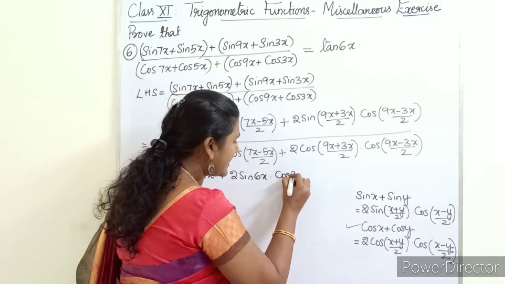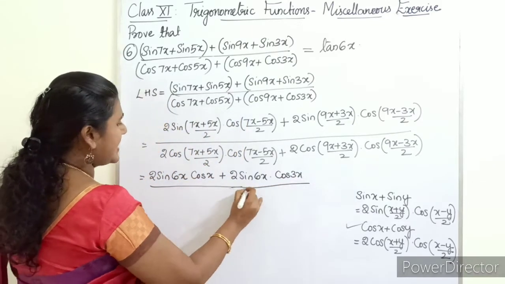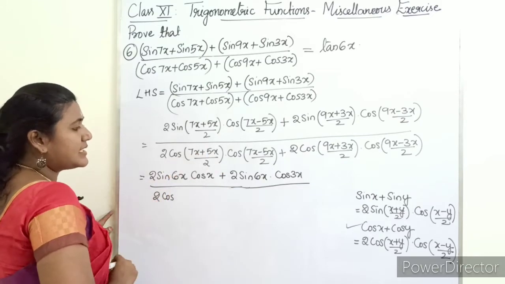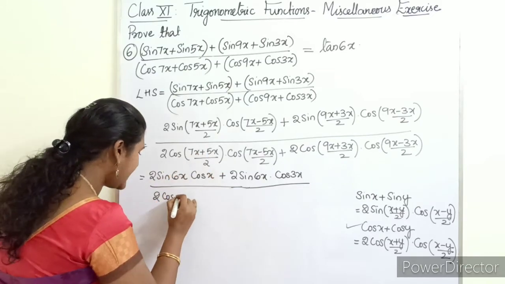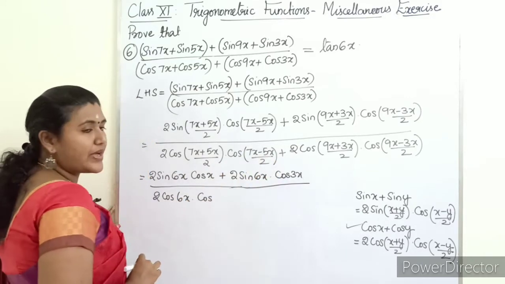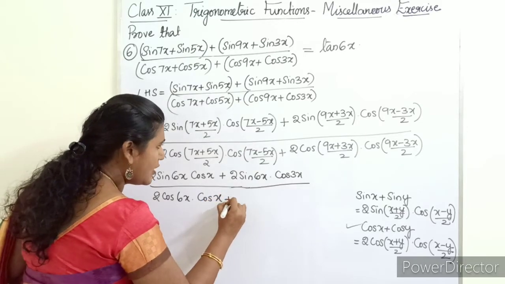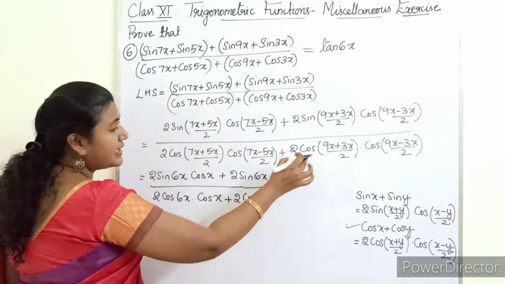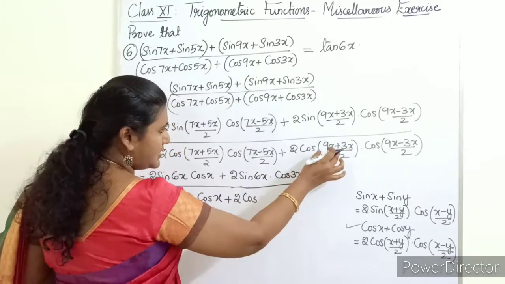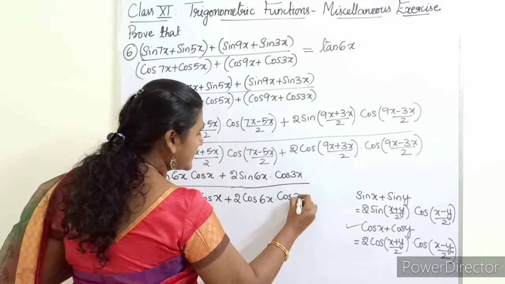So cos 3x. Divided by the denominator, we will get 2 cos of 7x plus 5x, that is 12x by 2, that is 6x, into cos of 7x minus 5x, 2x by 2 is equal to x. So you will get cos x, plus 2 cos, here again 9x plus 3x, 12x by 2 is 6x. So cos 6x into cos 3x.